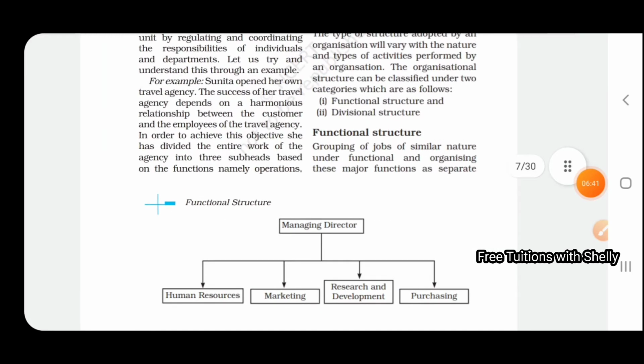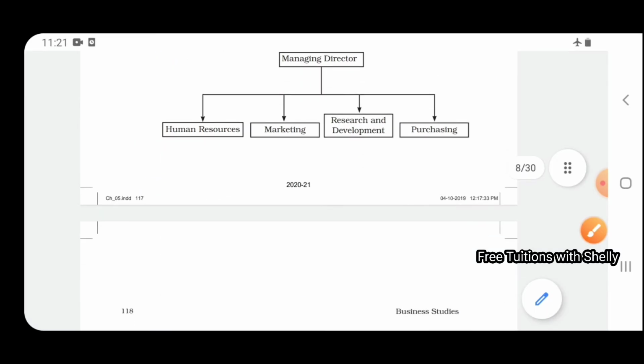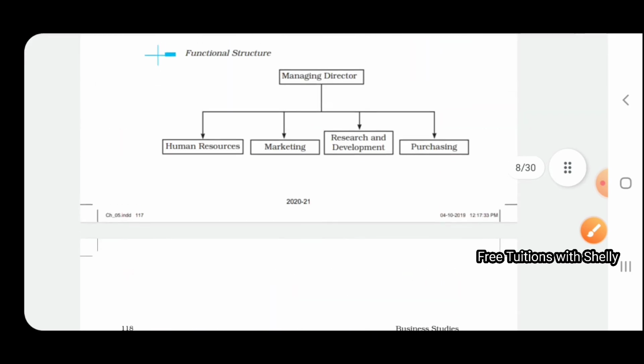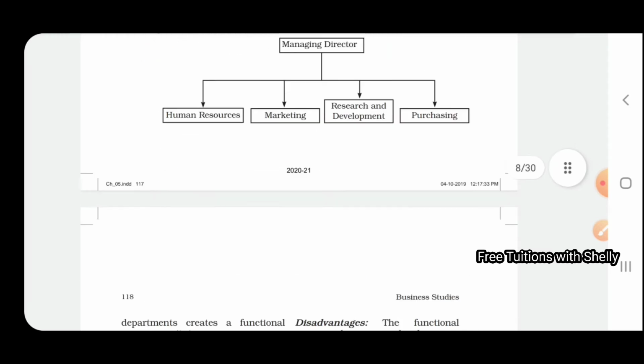First one is about functional structure. What is functional structure? Grouping of jobs of similar nature under a function. Organizing these major functions as separate departments creates a functional structure. So you're grouping those jobs of similar characteristics under functional nature, organizing these major functions as separate departments.